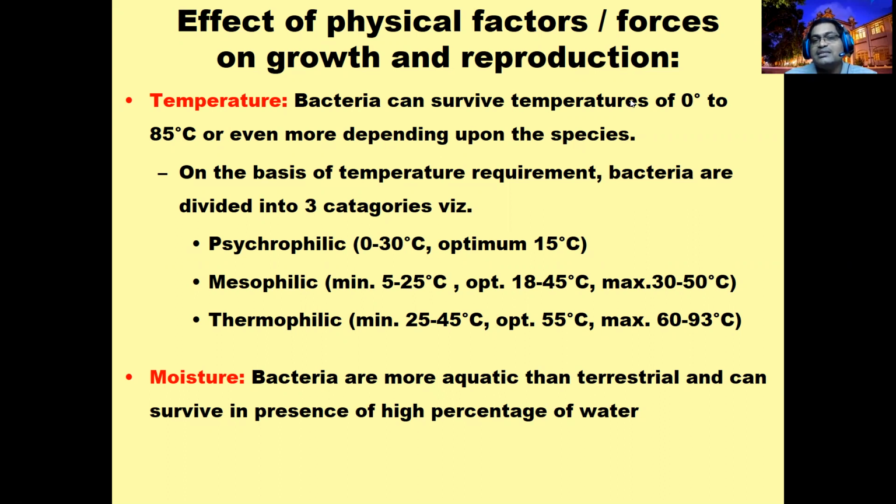But many bacteria can survive the temperature range of 0 to 85 degrees Celsius. But it depends on the species, right? So according to the temperature ranges they can survive, we are classifying these bacteria into 3 different groups. One we call psychrophilic, another we call mesophilic, and the other we call thermophilic. The psychrophilic bacteria can survive from 0 degrees to 30 degrees Celsius, with an optimum temperature of 15 degrees Celsius. That is what we call psychrophilic bacteria.